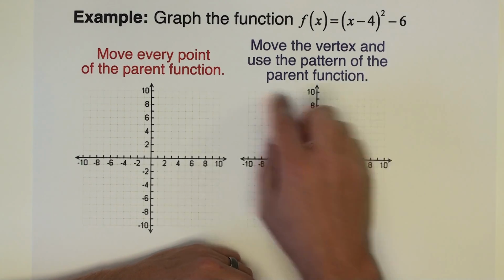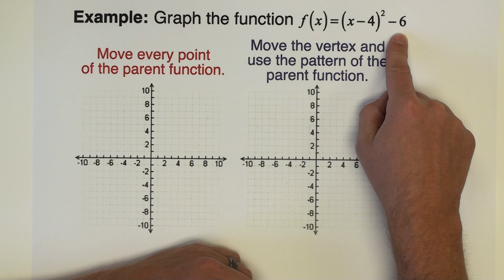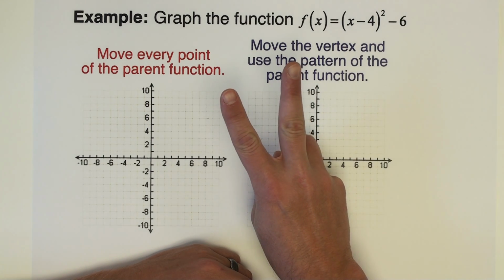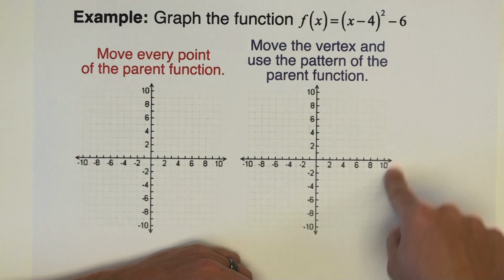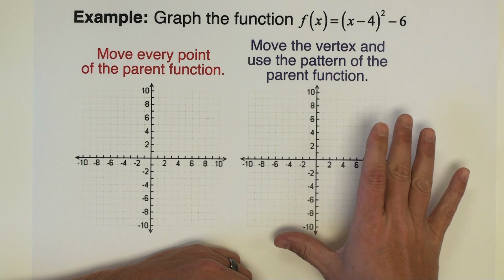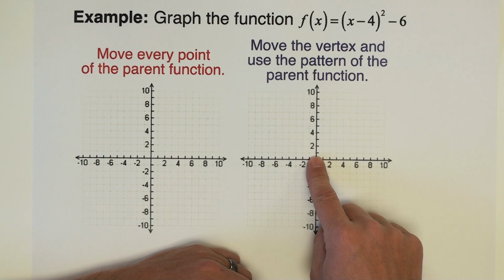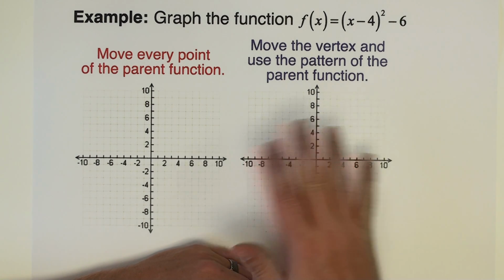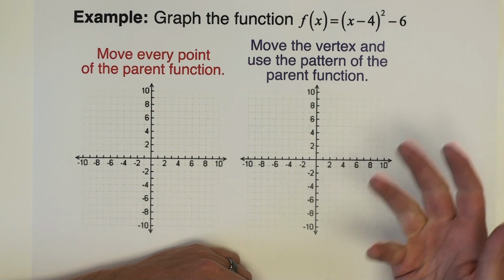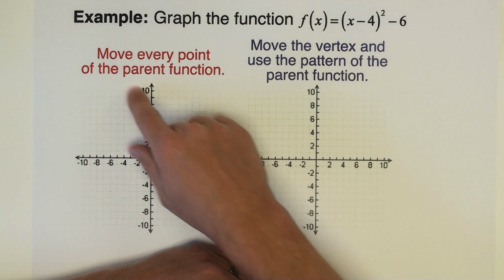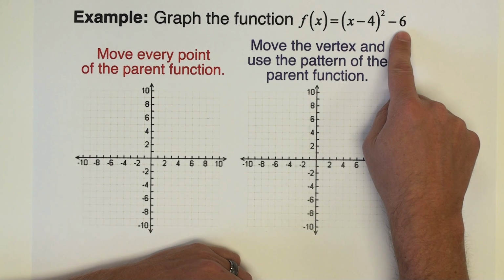First example problem, we're asked to graph the function f of x equals quantity x minus 4 squared minus 6. I'm going to show you two ways to do it, and then you can decide which way you like better. I am more a fan of the second way. So after this first example, I am going to predominantly show you that technique for the rest of the examples in this video, but I want to offer both so that you can choose which you prefer. So the first thing we can do is take every point of the parent function and move it according to these transformation rules.